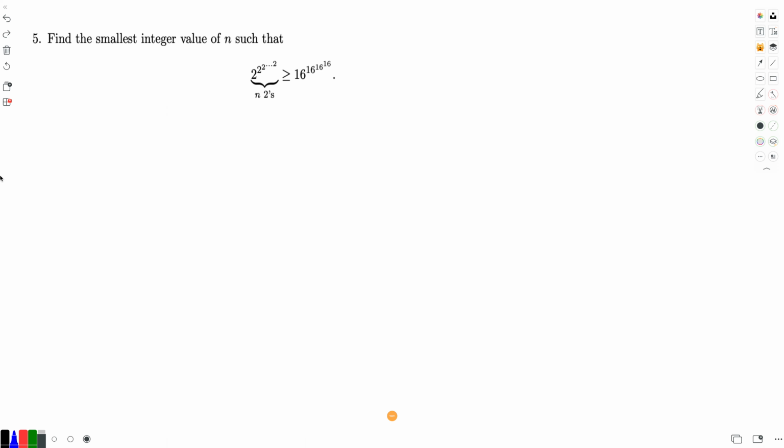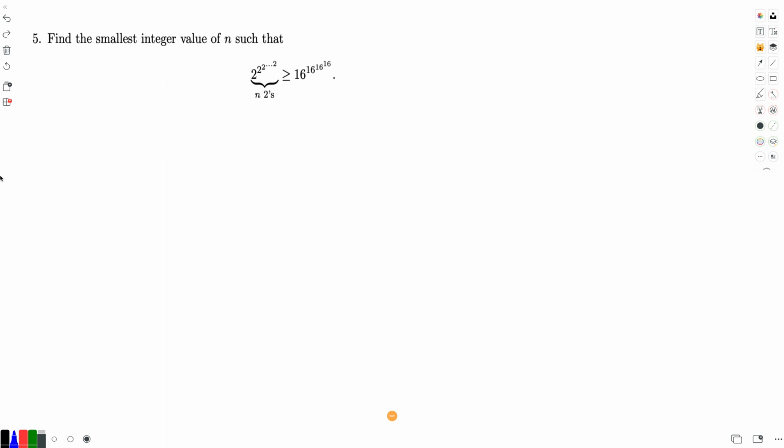Math over here, and this is the 2020 SMT Discrete Math section, problem number 5. Here's a view of this problem. Find the smallest integer value of n such that 2 to the 2 to the 2, all the way until the last 2, which is n 2's, is greater than or equal to 16 to the power 16 to the power 16 to the power 16.